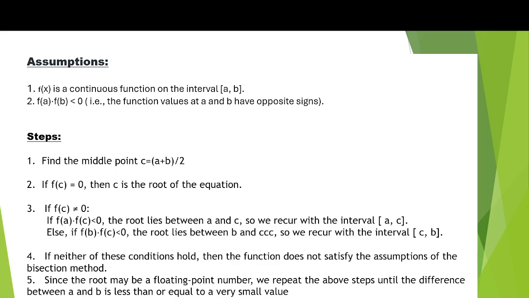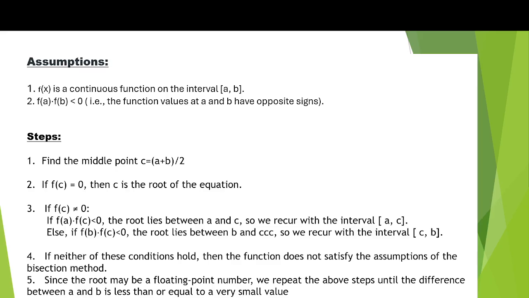Here I have written the steps for the bisection method. First, find the middle point, say c equals a plus b divided by 2. Then if f of c is equal to 0, then c is the root of the function. If f of c is not equal to 0, then if f of a dot f of c is less than 0, the root lies between a and c. So we proceed with the interval a, c. Else if f of b dot f of c is less than 0, the root lies between b and c. So here is the interval c, b.